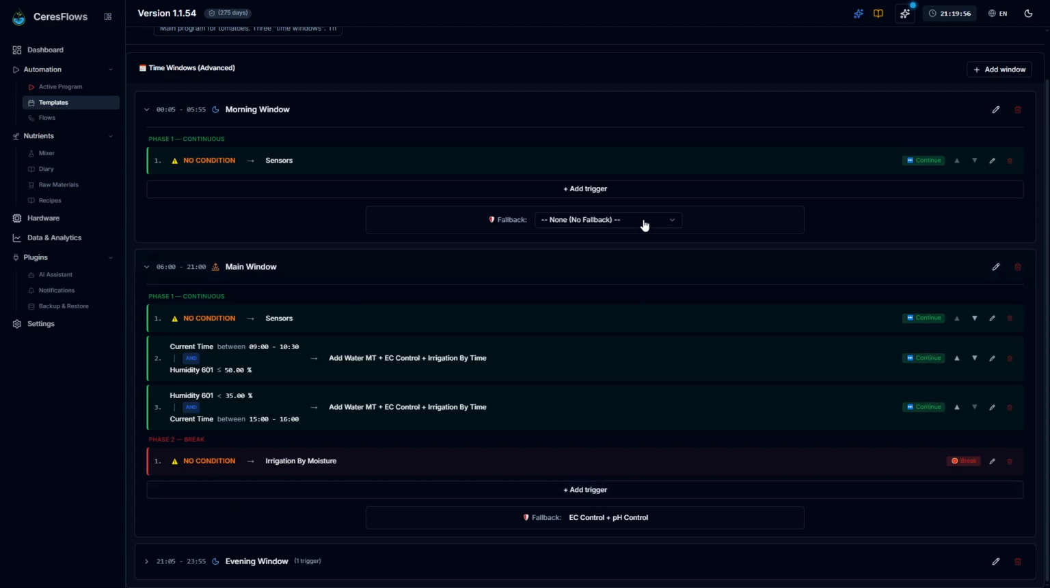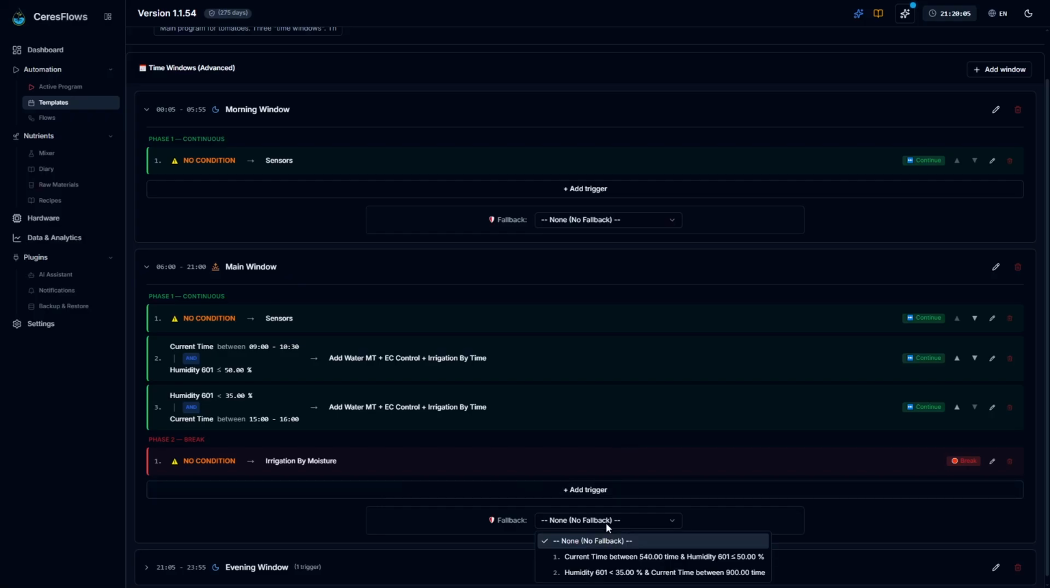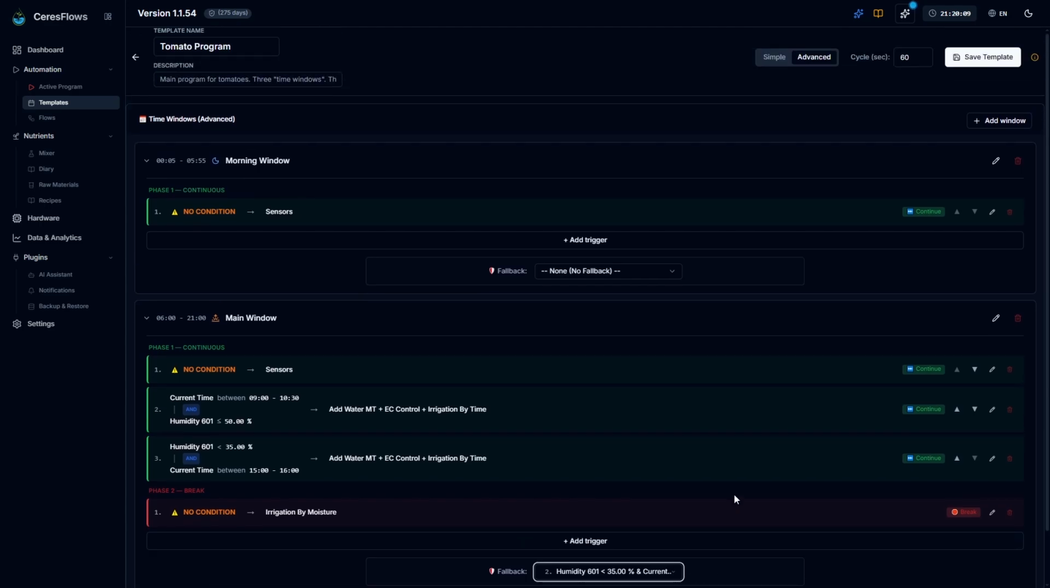Fallback adds another layer of reliability. If no trigger activates by the end of a window, the system can still run a predefined flow, ensuring critical actions are never skipped, even if none of the specific conditions were triggered.